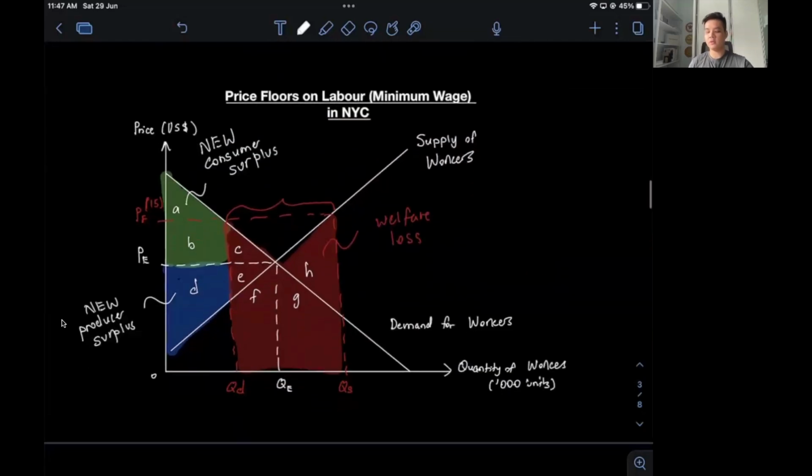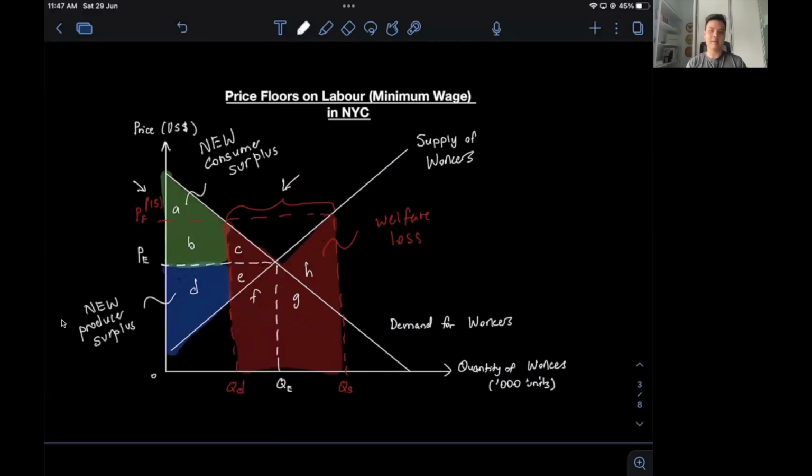Now imagine if the New York City government imposed a price floor on labor, also known as a minimum wage, of $15 an hour. This is how the market could be affected. So firstly, as we've mentioned earlier, the first consequence on markets would be that of a labor surplus. And this is reflected in the diagram as this gap above the equilibrium price.